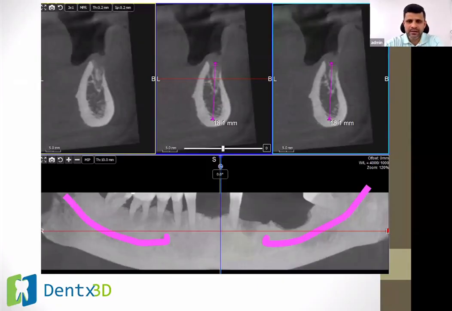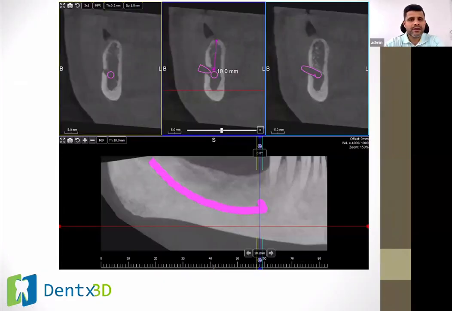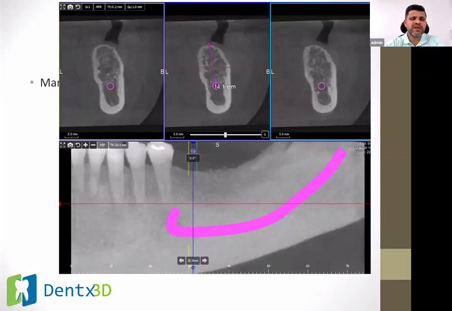In the anterior region of the mandible, we measure from the crest till the inferior border of the mandible. Here it is measured from the crest till the mental nerve. And posteriorly it is measured from the crest till the inferior alveolar nerve canal. Right? Now, with the measurement to the nerve canal, the implant in a conventional case would be slightly short of it, 2 mm short of it.